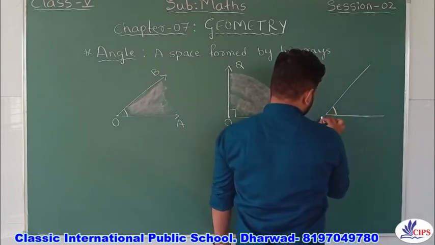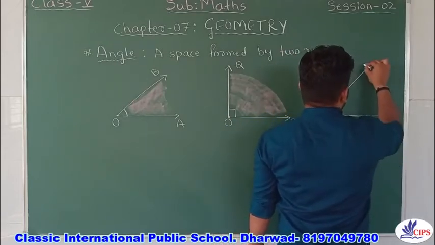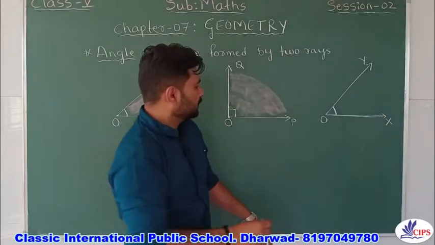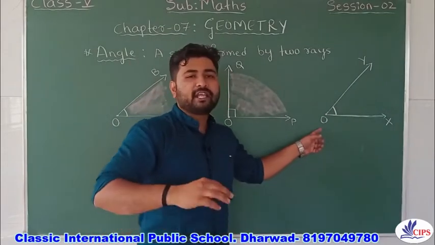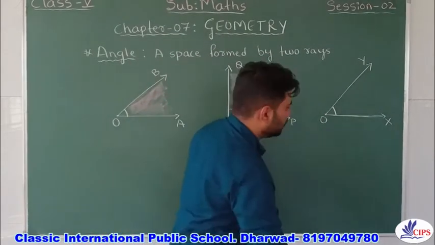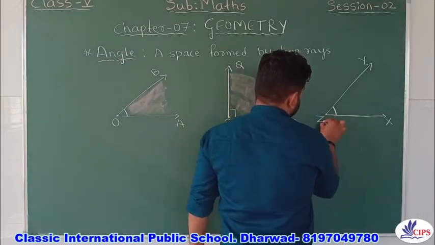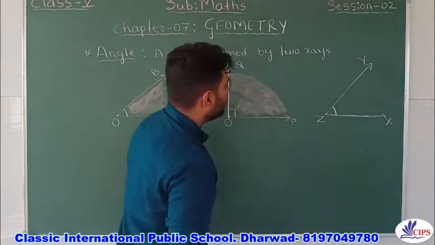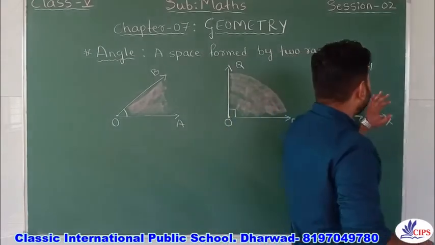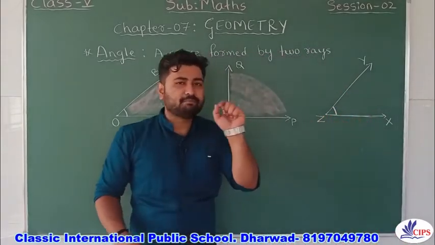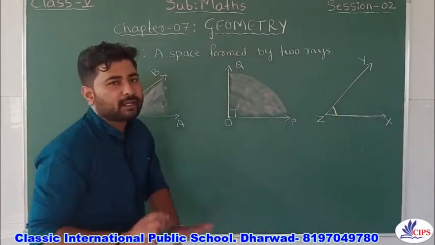Say this is OX, OY. One more thing: this common vertex should not be named O only. You can name it anything. For example, I am naming it Z. It is not necessary that you name only O. It depends on you. But you must understand that an angle is always a space between two rays, or a space formed by two rays. This is what an angle is.